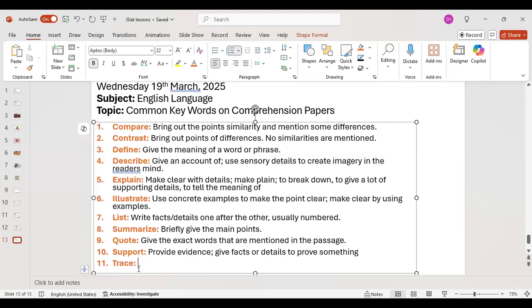Give the main points, outline or highlight. To highlight it, or make it the main point, or outline it. Trace her development into a confident individual. What does that mean? The steps leading up to her confidence. Very good. From start to finish. So follow the course of something.